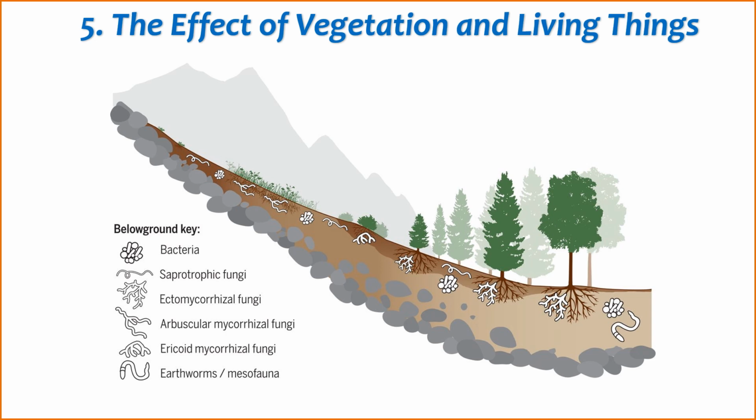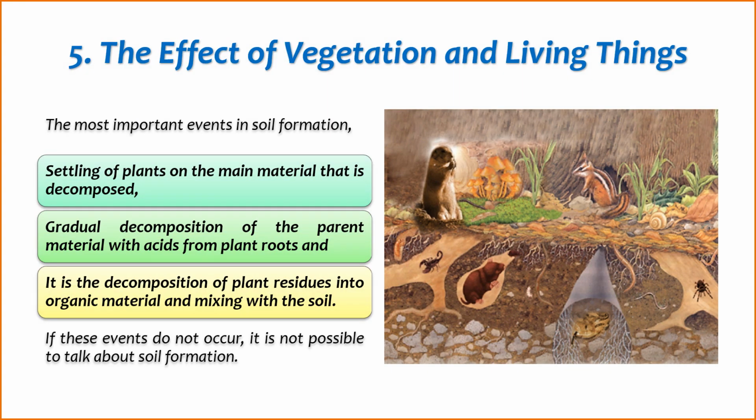In summary, the interactions between plants, microorganisms, and other living organisms contribute to the dynamic processes of soil formation, ensuring the development of a fertile and stable soil profile. The key events in soil formation revolve around the settling of plants on the parent material, the gradual decomposition of the parent material facilitated by acids from plant roots, and the breakdown of plant residues into organic material that integrates with the soil. These processes are essential for the transformation of raw materials into fertile soil.